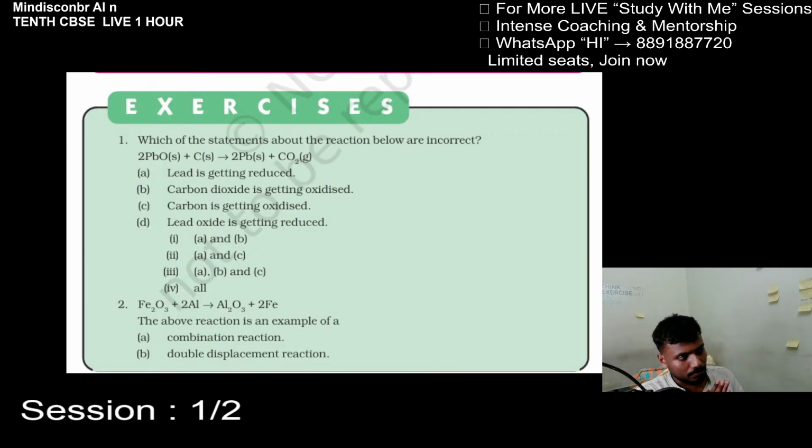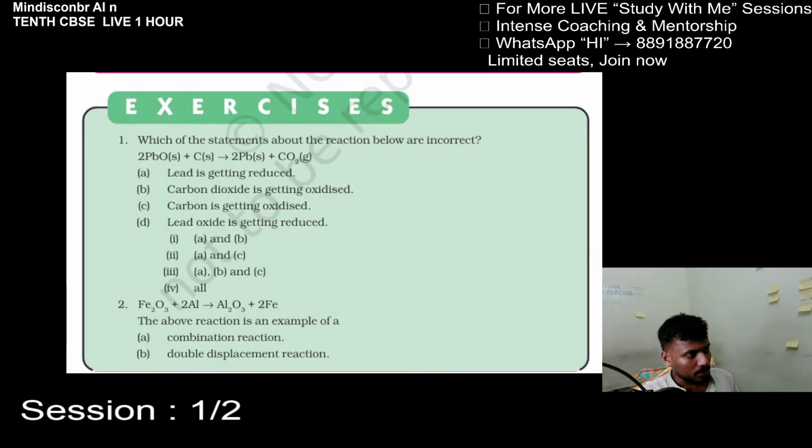So here 2 PbO is converted into lead, Pb. There removal of oxygen happens. So we can say that this PbO is reduced, and carbon combines with oxygen to form carbon dioxide, and carbon is oxidized.